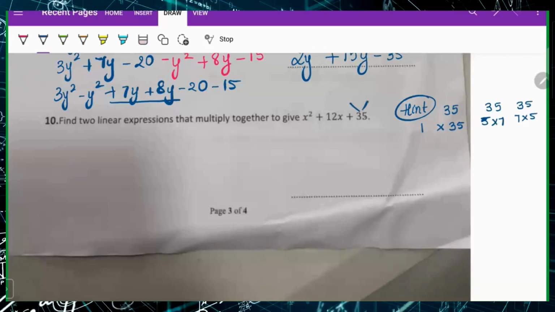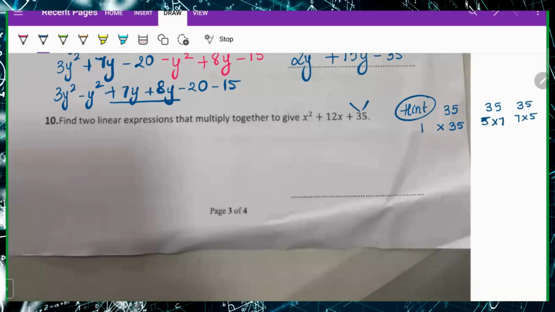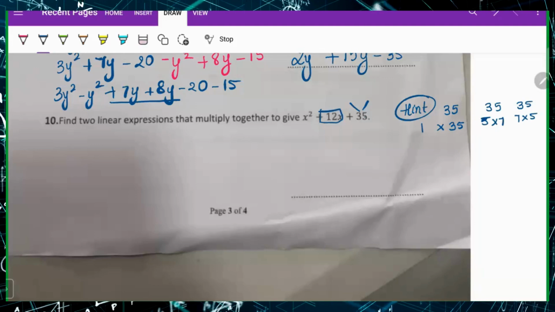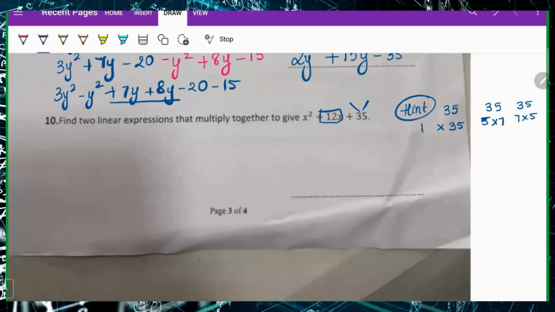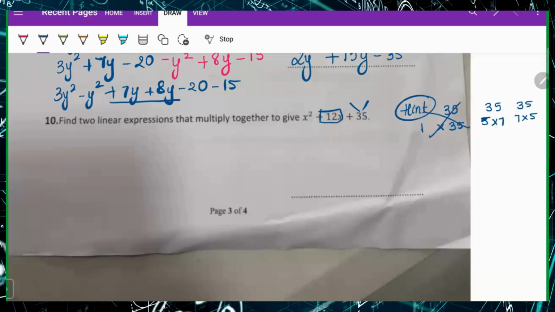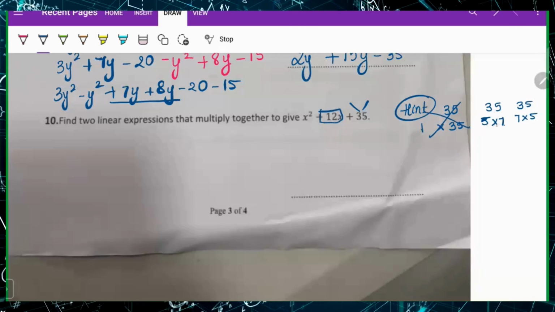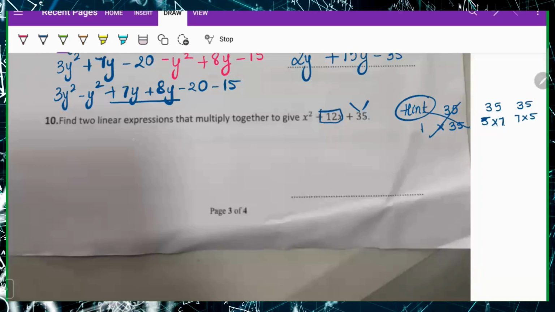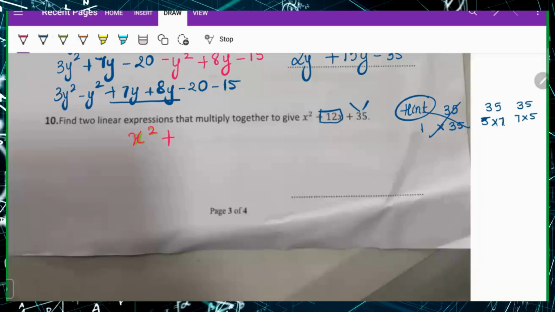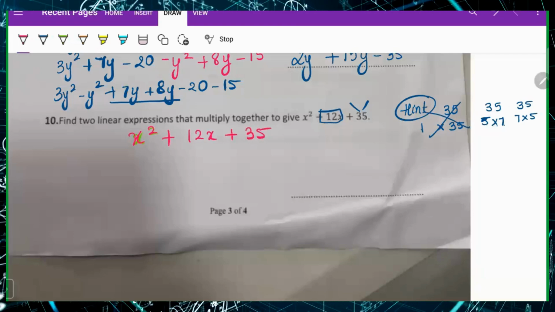So you split these two in such a way that if you add those two terms, you should get a 12. Okay. Now, if I add 35 and 1, will I ever get a 12? The answer is no. So I cannot consider this. Let's think about 35 here. 5 and 7. Can I ever add 5 and 7 and get a 12? The answer is yes. So I'll just write it here as x square plus 12x plus 35. So I'm splitting 35 in such a way that I get 12.